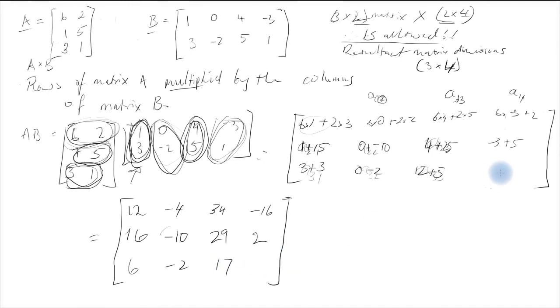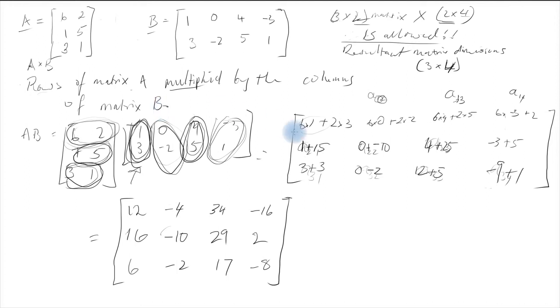And last but not least, we've got A34. So 3 times minus 3 is minus 9. 1 times 1 is 1, giving us minus 8. There you go. So key things, the rows of matrix A multiplied by the columns of matrix B.